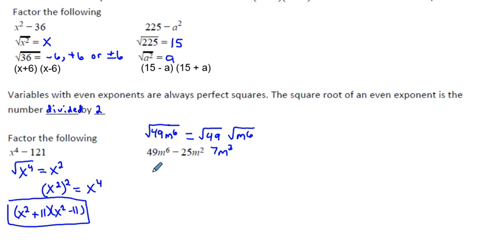So now let's go ahead and write our answer. I like going ahead and setting up my parentheses because I know what my answer is going to look like. 1 minus and 1 plus. So we have 7m squared and 5m. 7m squared and 5m.